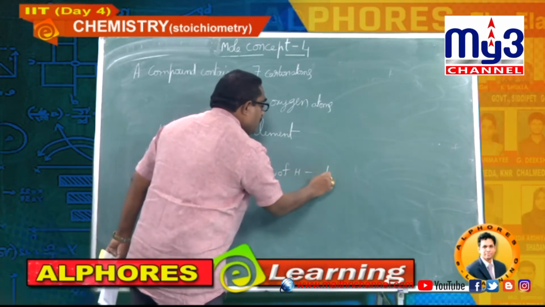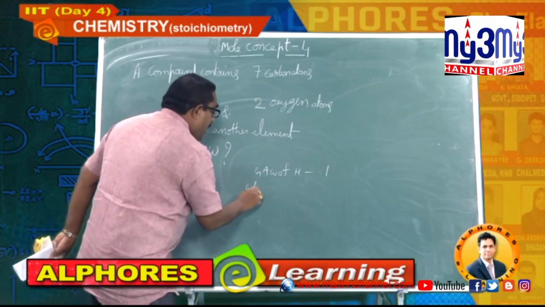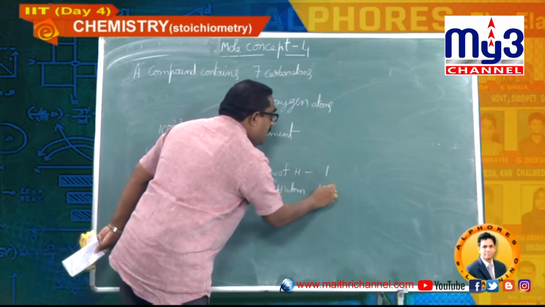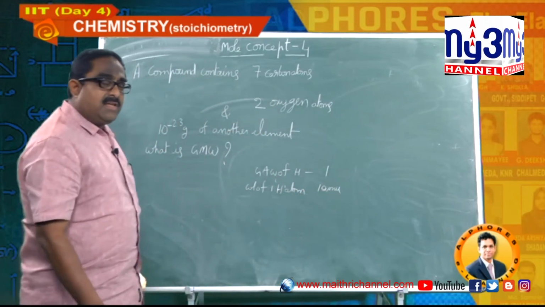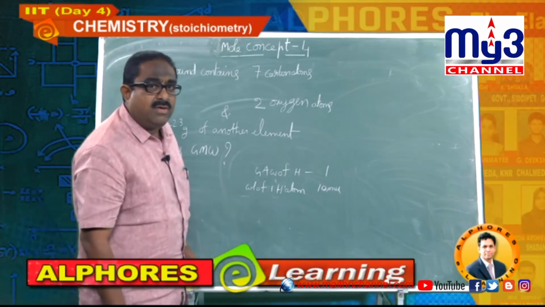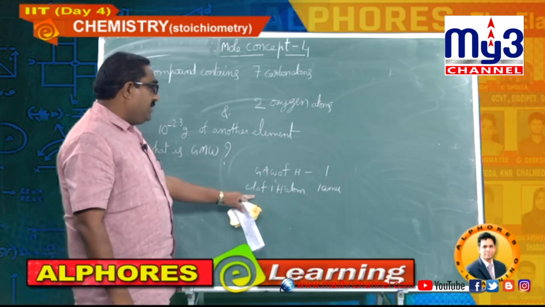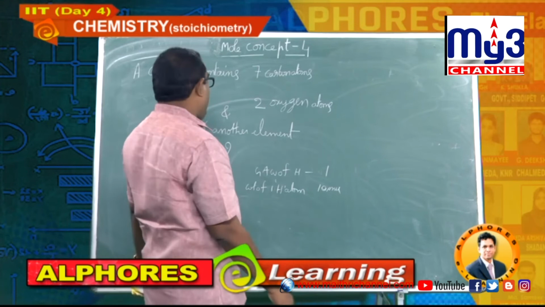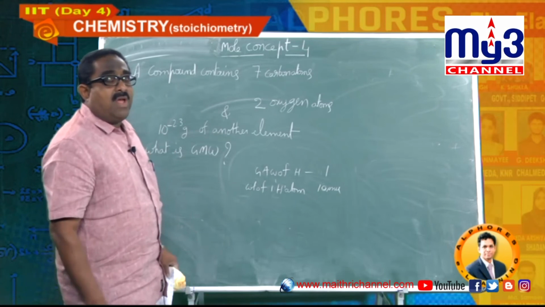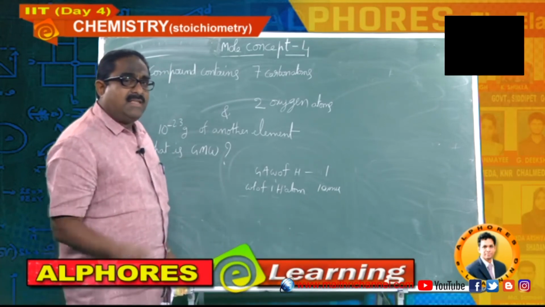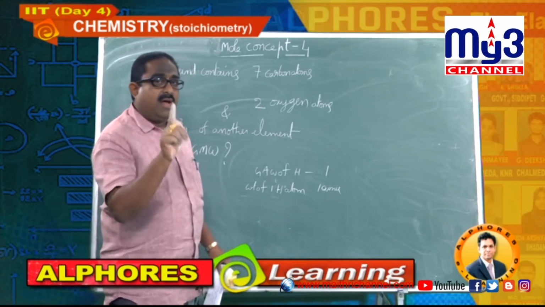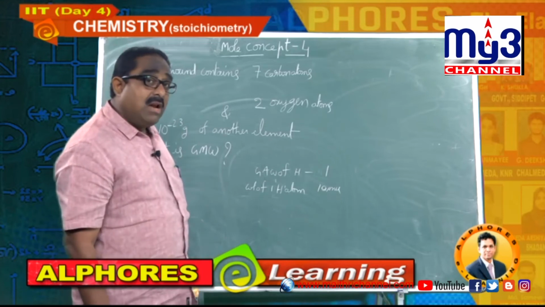The GAW of hydrogen is 1, but the weight of one hydrogen atom is 1 AMU. That is the difference between 1 and 1 AMU. 1 is the gram atomic weight of hydrogen, whereas 1 AMU is the weight of a hydrogen atom. The same concept I am going to apply here. We know the GAW of carbon is 12, nothing but 12 grams. But the weight of a single atom of carbon is 12 AMU.